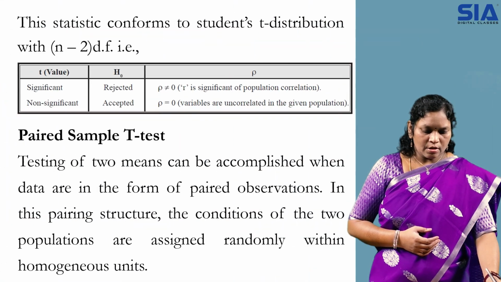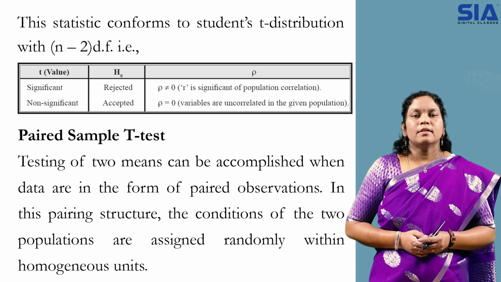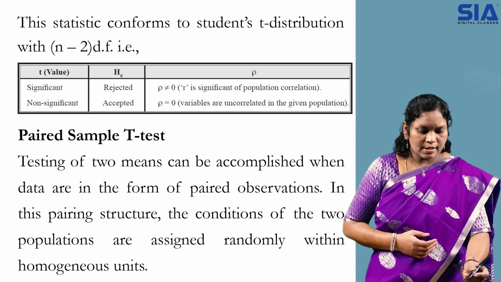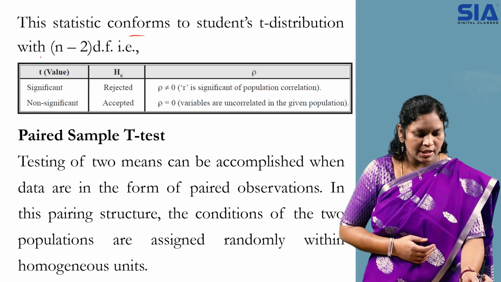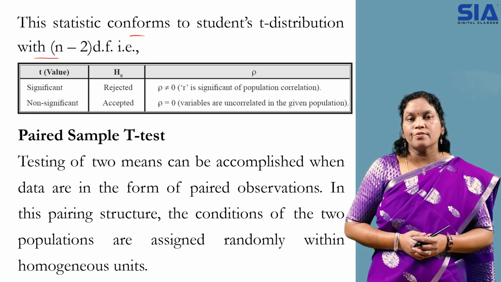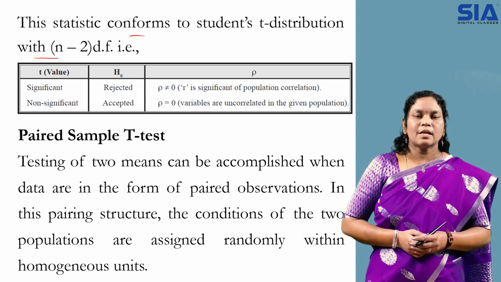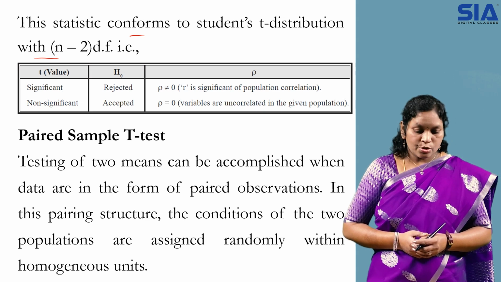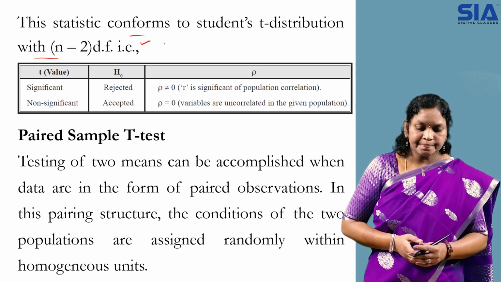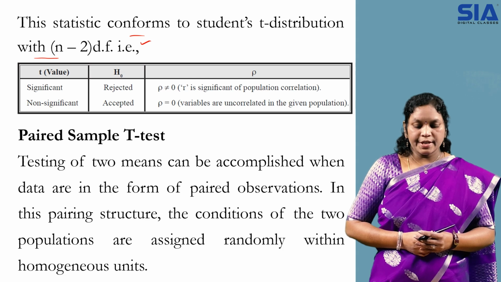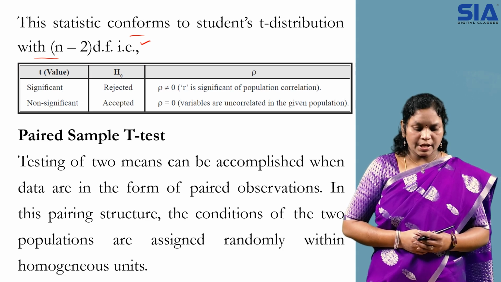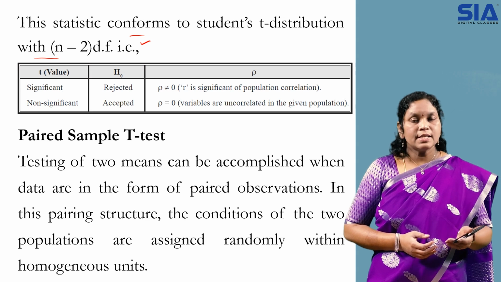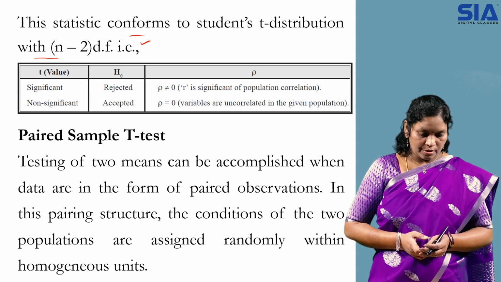Now let us see how the student t statistic goes on. This statistic conforms to Student's t distribution with n minus 2 degrees of freedom. Yes, these are all small samples, so definitely we get degrees of freedom also. So n minus 2 degrees of freedom we consider here. Student t distribution is also called the t test. Under n minus 2 degrees of freedom we consider this correlation coefficient.